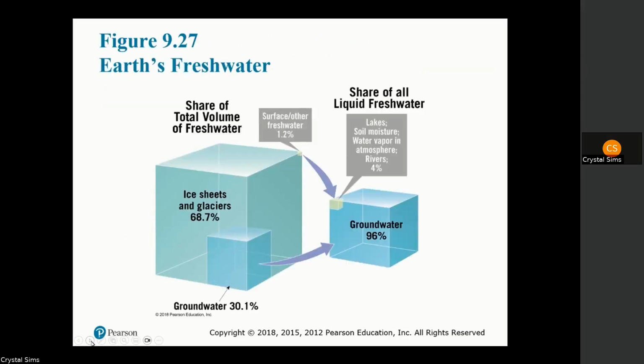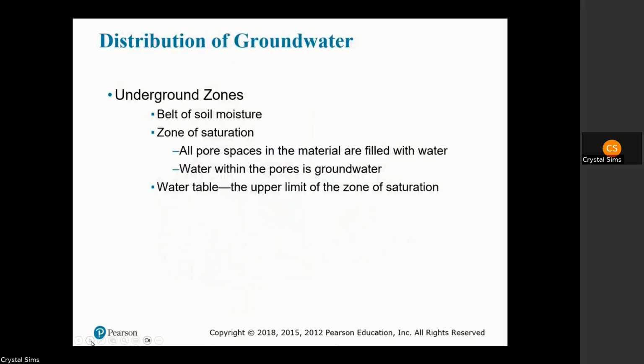So groundwater, of course, is super important. You can see that in terms of our liquid freshwater, 96% of it is going to be groundwater. Wells and springs provide water for cities, crops, and the livestock industry, and groundwater is the source of about 40% of the water used for all purposes. However, just like with everything else, we have overused groundwater, and that can present problems.